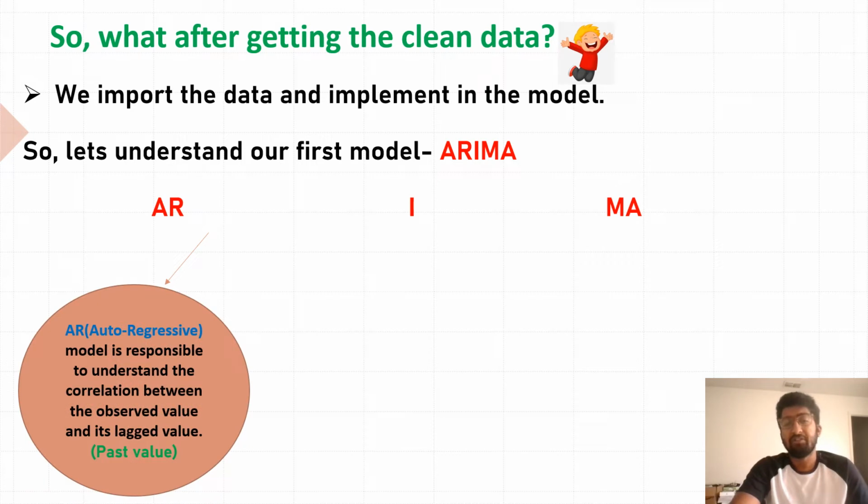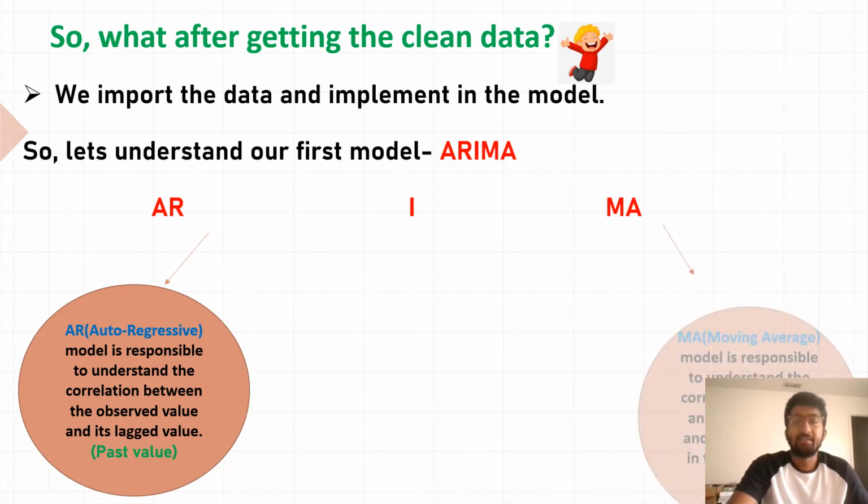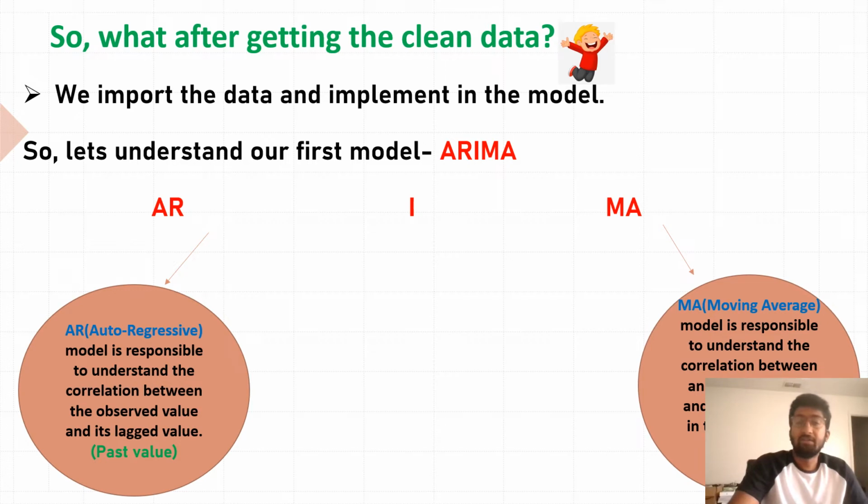The autoregressive model is responsible for understanding the correlation between an observed value and its lagged value. So it makes predictions based on the past values, that is the AR model. And secondly, the MA model is responsible for understanding the correlation between an observed value and its residual. So basically it will predict based on the past error. This is the second type of model in ARIMA.